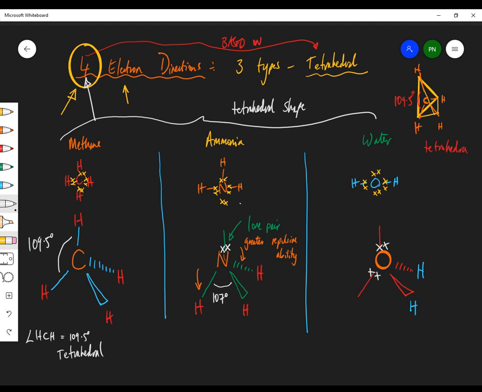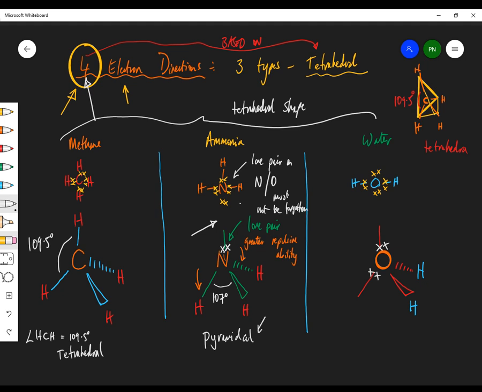Now, the shape of this thing is not a tetrahedral, is it? Because there's nothing at the top. So it's a tetrahedral without the top bit, and we call that a pyramidal shape because it's the shape of a pyramid. So we say ammonia is pyramidal. All right. Now, the lone pair on all nitrogens is really important. Lone pairs on N and oxygen atoms must not be forgotten.